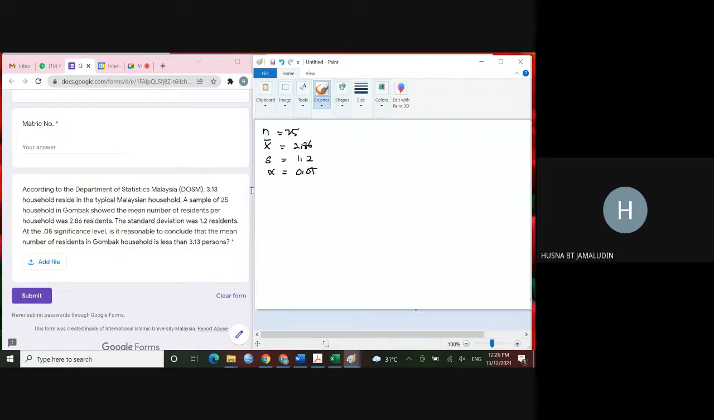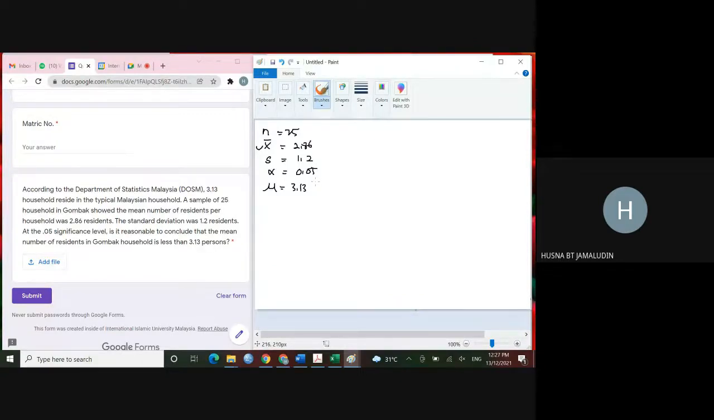Is it reasonable to conclude that the mean number of residents in a Gombak household is less than 3.13? So this is the general claim, and this is the mean. So you already have the sample mean. So this other mean should be your population mean, or we can say the general claim, or mu, 3.13. So given all this information, I believe that you should know how to write the steps and compute them.